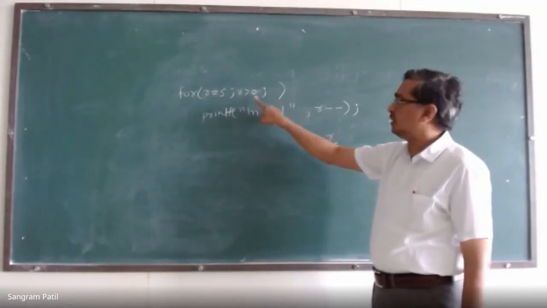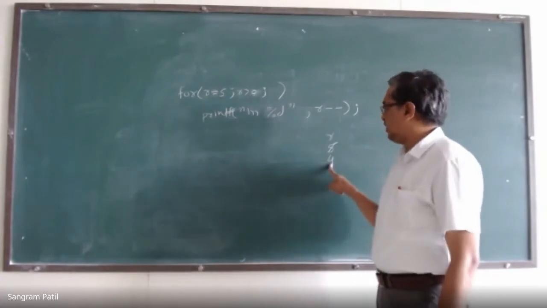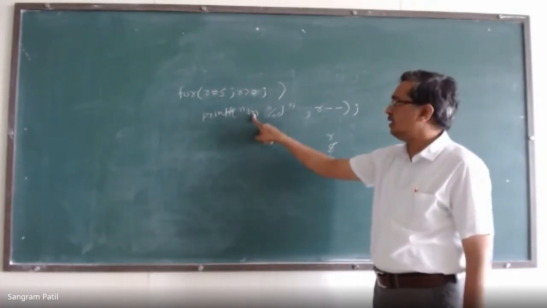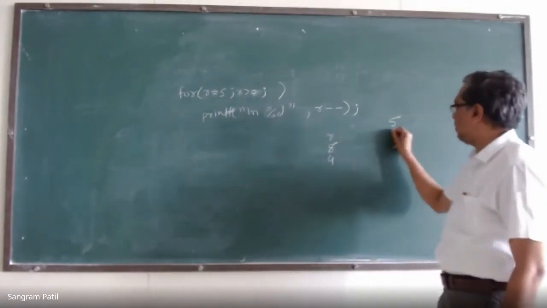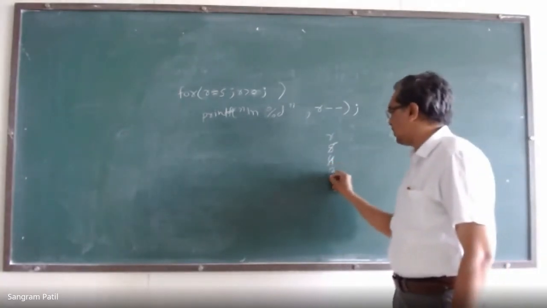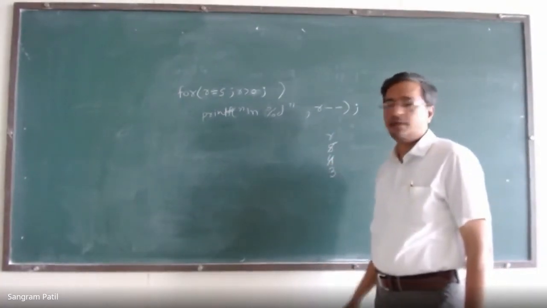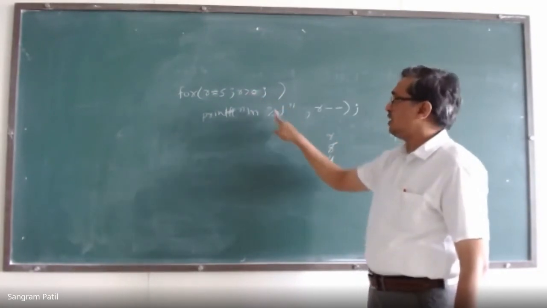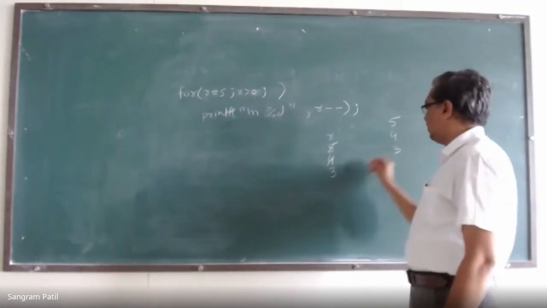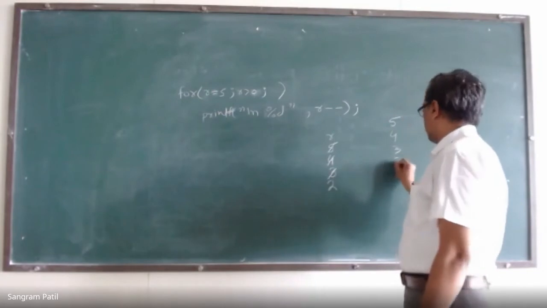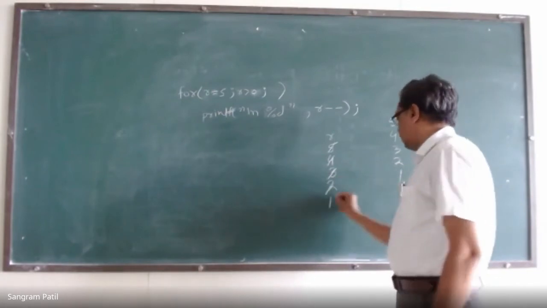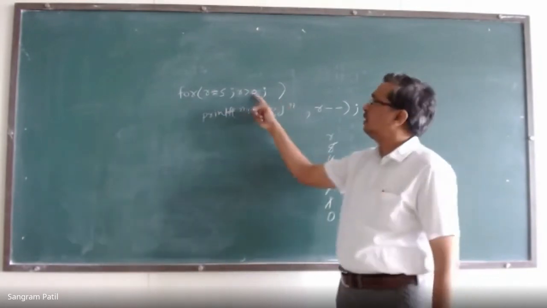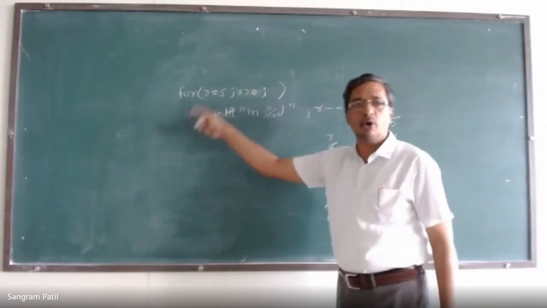Expression 3 is missing. R is greater than 0. Yes, it is greater than 0. printf backslash n. Percentage d, it will print value of R. It becomes 4. And R minus minus. It becomes 3. Then it comes here, expression 3 is missing. R is greater than 0. Yes, this will print 3. Like this it will go on. When it becomes 0, is it greater than 0? No, it will come out of the loop.